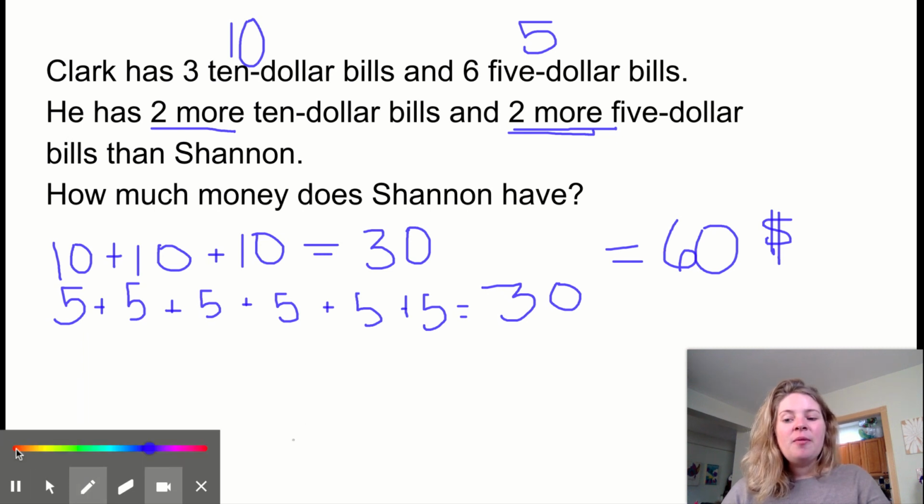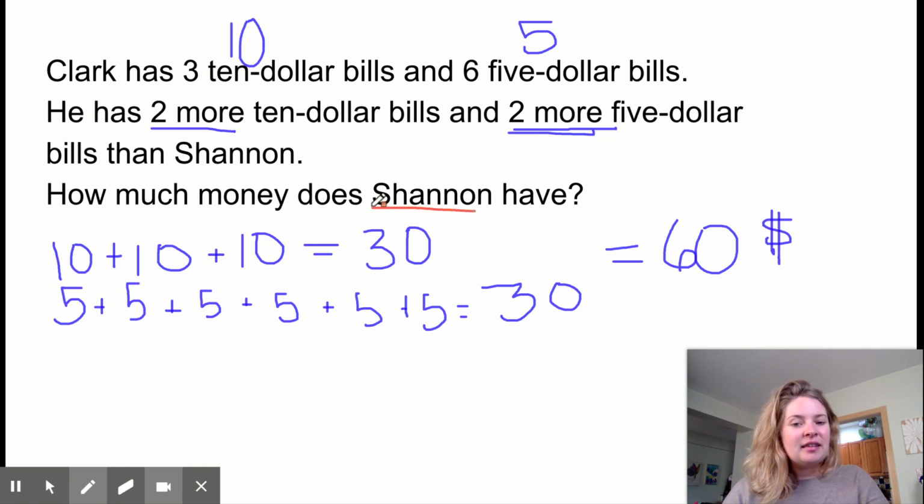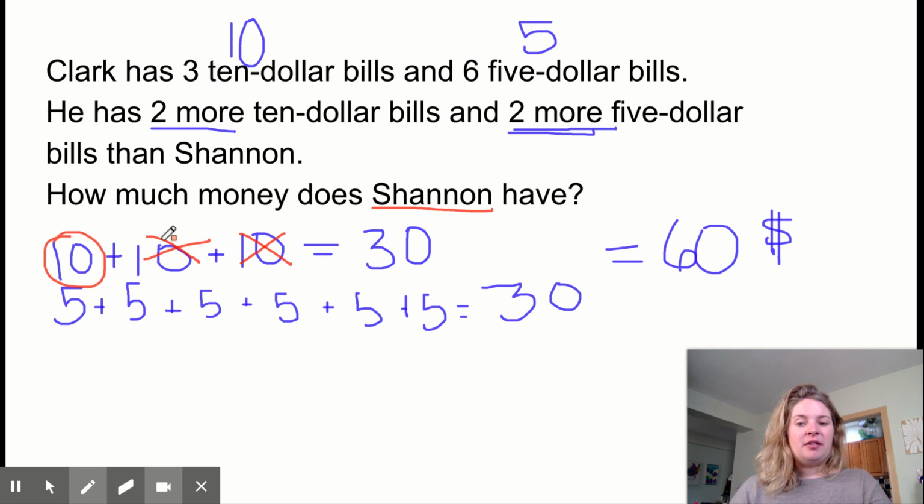Now we need to find out how much money Shannon has. Clark has more money than Shannon. He has 2 more $10 bills than she has. So we need to take 2 of those $10 bills away for Shannon because Clark has more. We want to find out how much Shannon has. We would take 2 $10 bills away. She only has 1 $10 bill. So Shannon actually only has $10 with her $10 bills.